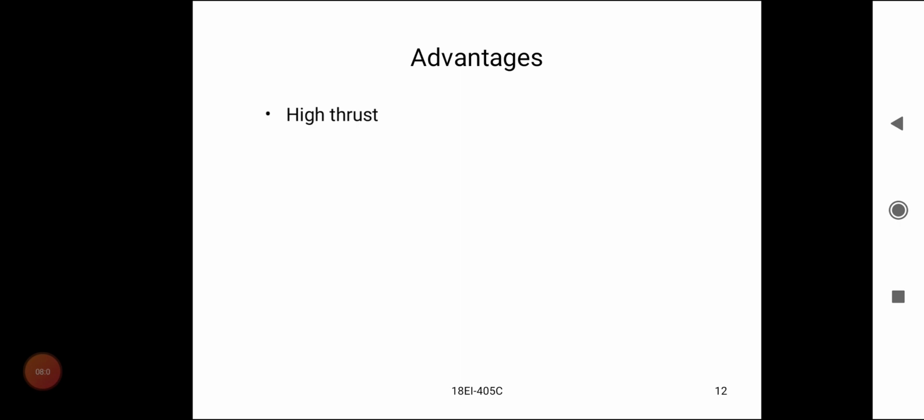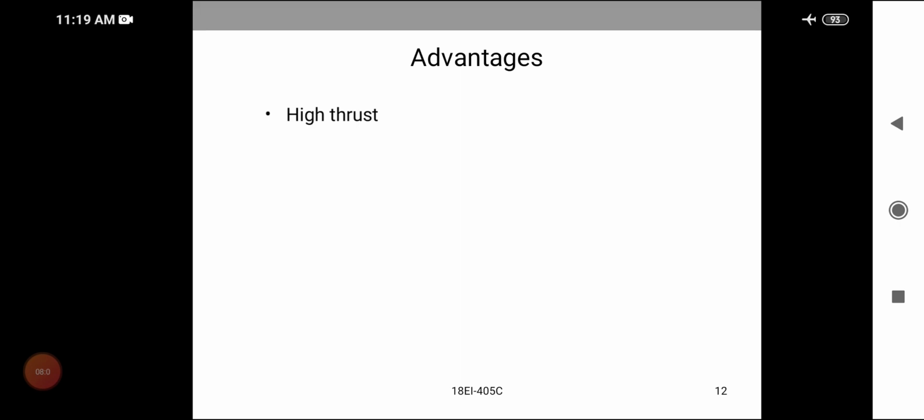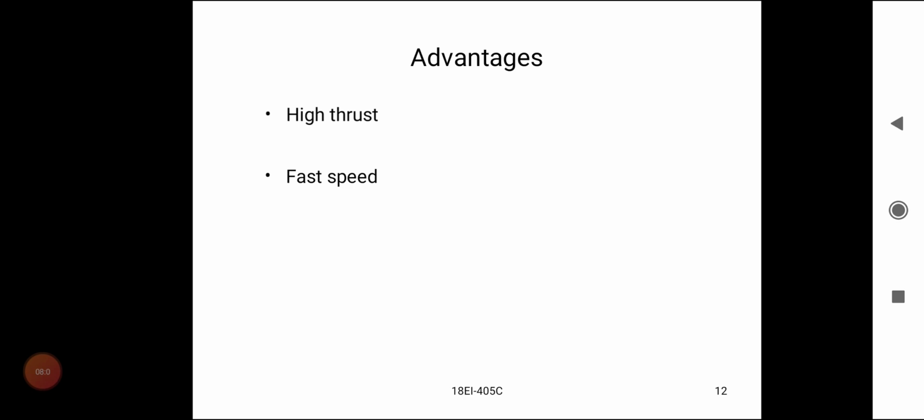The advantages: high thrust, fast speed, high stiffness coefficient, and self lubrication.